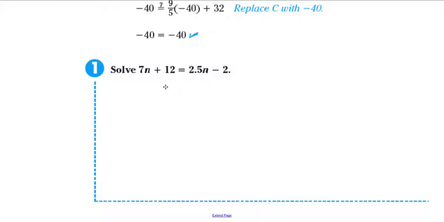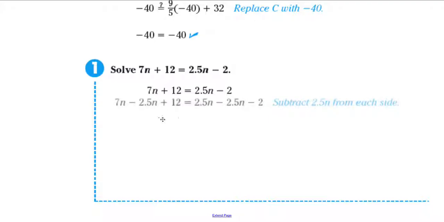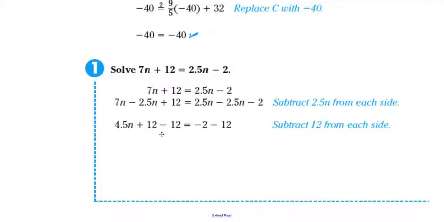Let's see how the book does it, and then we'll do it ourselves as well and eliminate the other one. So in this case, the book decided to get rid of, or undo, 2.5n by subtracting 2.5n from both sides. The reason for this is that once you subtract 2.5n from both sides, you still end up with a positive coefficient of n, which will give you fewer steps in solving for n. So when you do that, you end up with 4.5n plus 12.